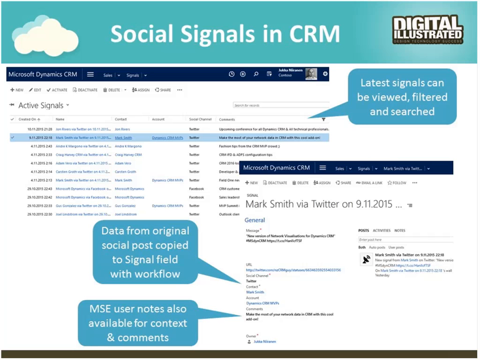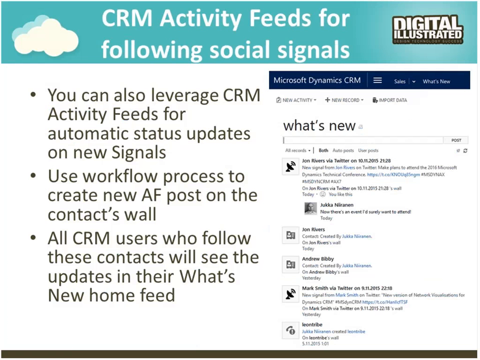And how we can further enhance this user experience for tracking these signals is that we could also push this into the CRM activity feeds feature. So this is not your social stream, but the internal facing updates about what's new. So here you would typically see, let's say, status changes about your sales opportunities or incoming support cases and these kinds of notifications. So we could again use the workflows for generating a new activity feed post from that signal, based on the logic, the rules that we apply there.